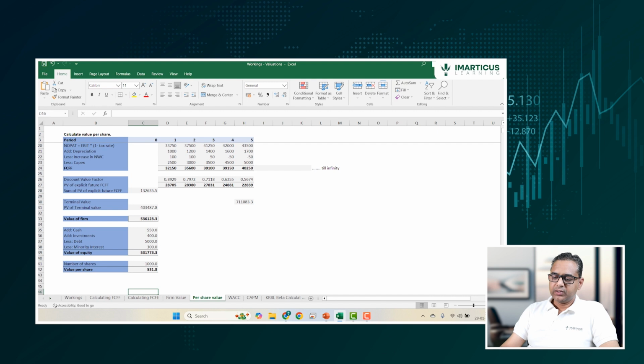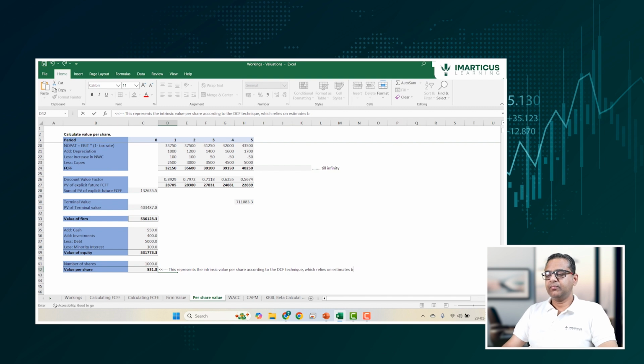According to us, this represents the intrinsic value per share according to the DCF technique, which relies on estimates made by the analyst. Right? So this is the intrinsic value.